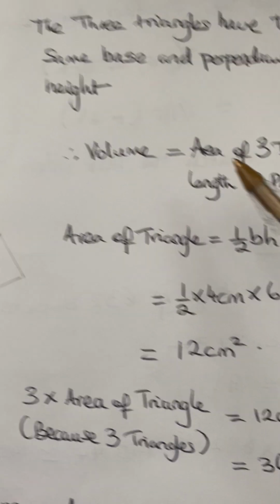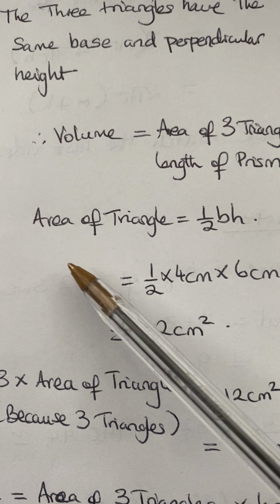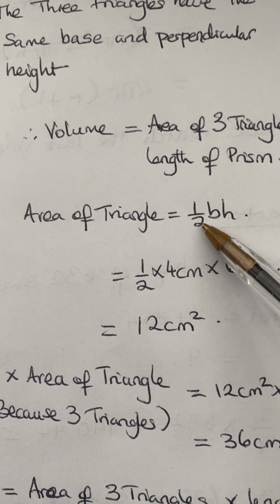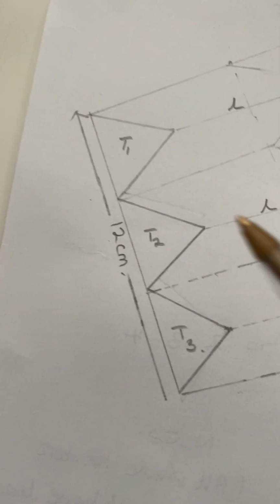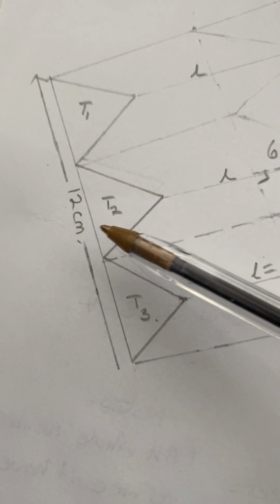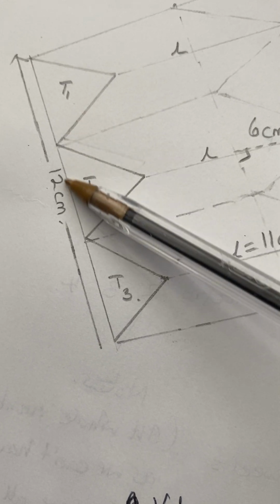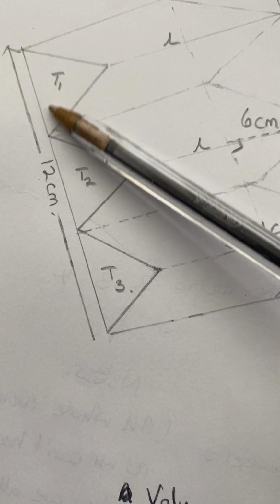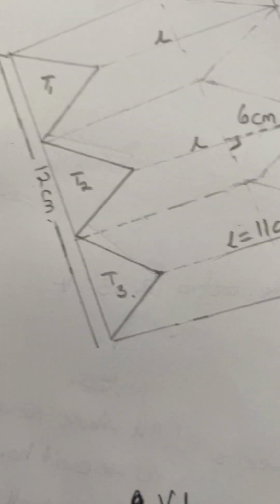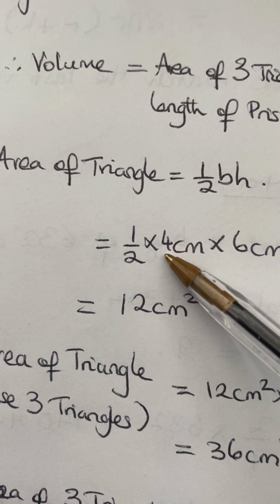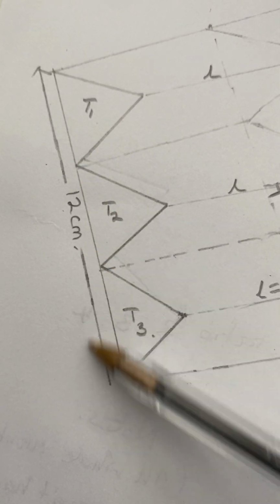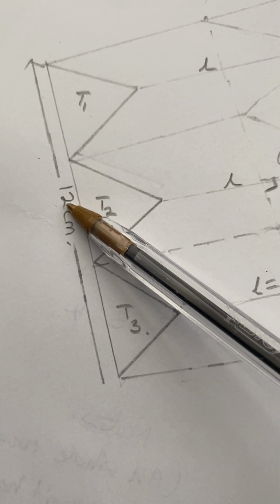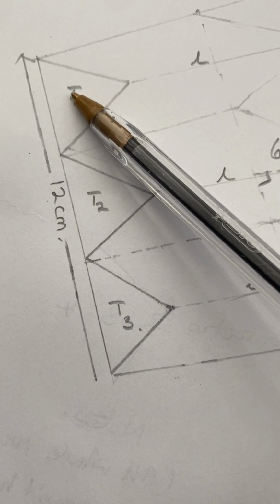So the area of the triangle is half base times height. You know this formula. Now your base here, the whole thing, 3 triangles, is 12. So if you divide by 3, the base of one triangle is what? No, the base of one triangle is 4, because the 3 of them is 12. So 12 divided by 3 is 4 centimeters.